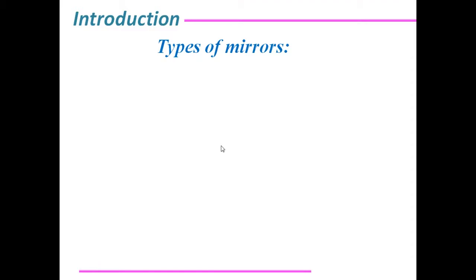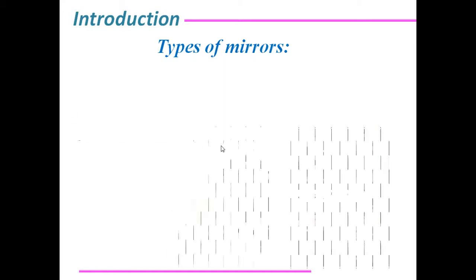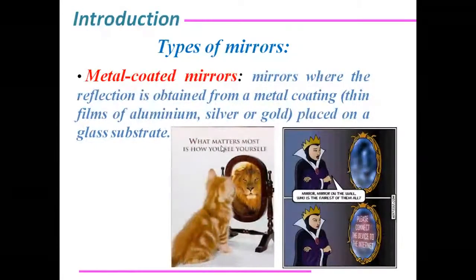So just to review some types of mirrors you all know. The first and most common is the metal coated mirror. These are mirrors where the reflection is obtained from a metal coating. They are thin films of aluminum, silver, or gold, and are placed on a glass substrate.